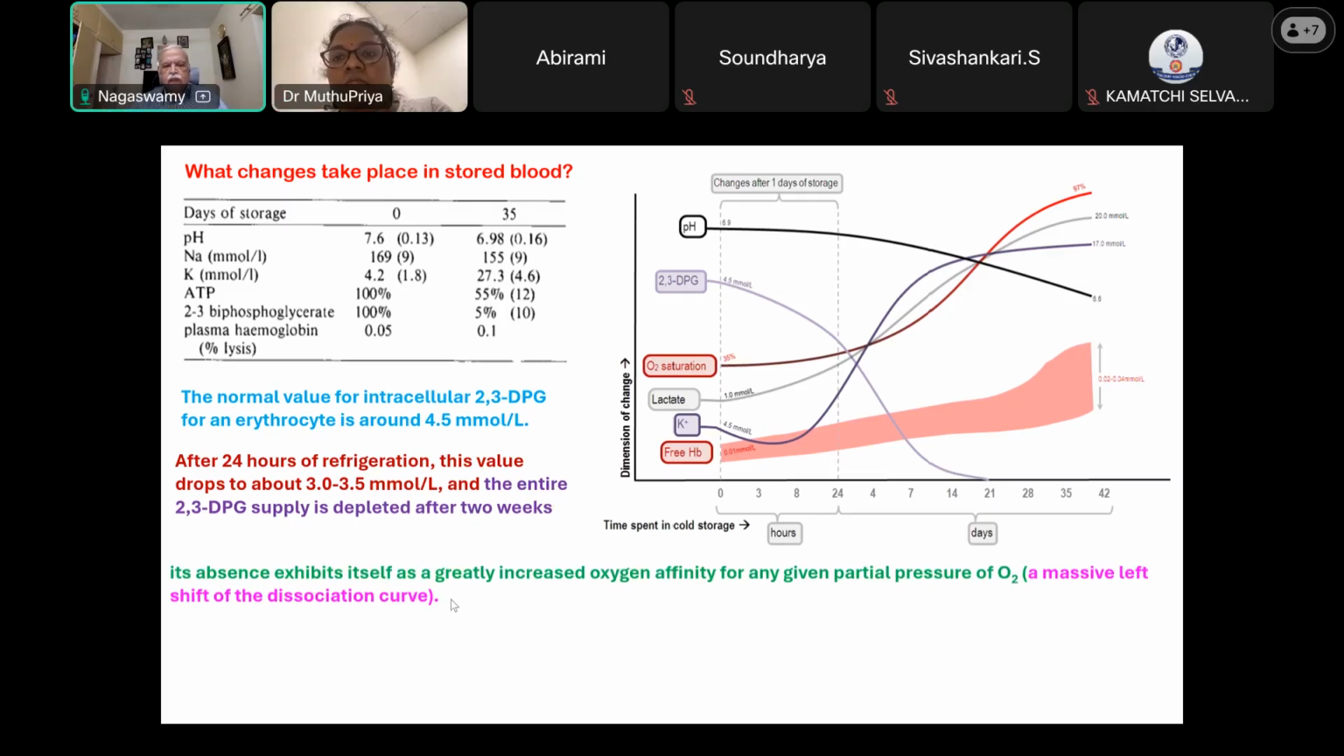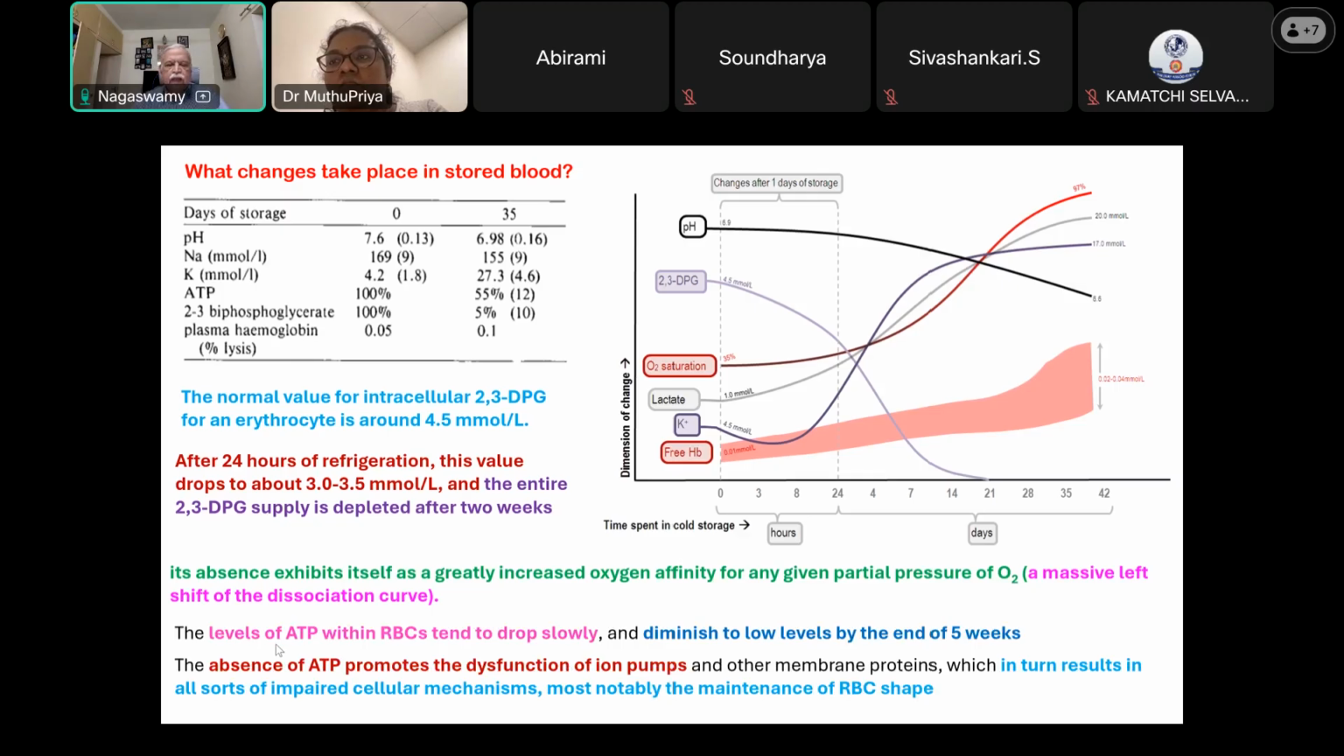So in the absence of 2,3-DPG, it exhibits a greatly increased oxygen affinity for any given partial pressure. And the levels of ATP in RBC tend to drop comparatively slowly and diminish to low levels at the end of the 5th week. And the absence of ATP promotes dysfunction of ion pumps and other membrane proteins. This in turn results in impaired cellular mechanism, most probably the shape of the RBC. What is the normal shape of the RBC? Biconcave. Why is it biconcave?